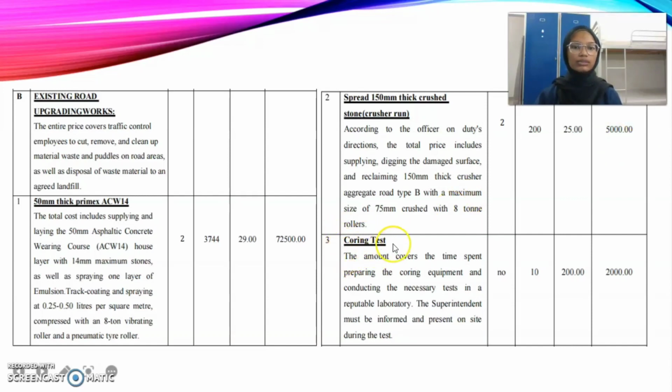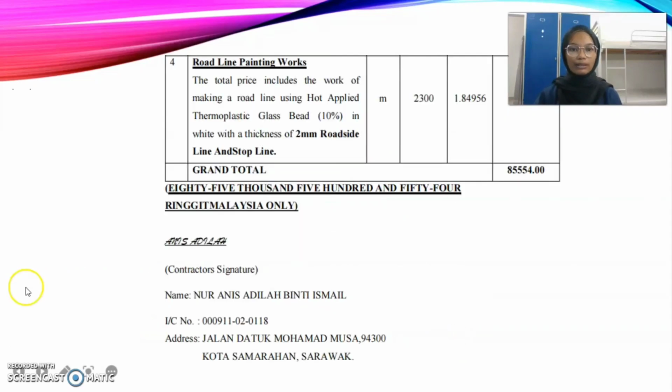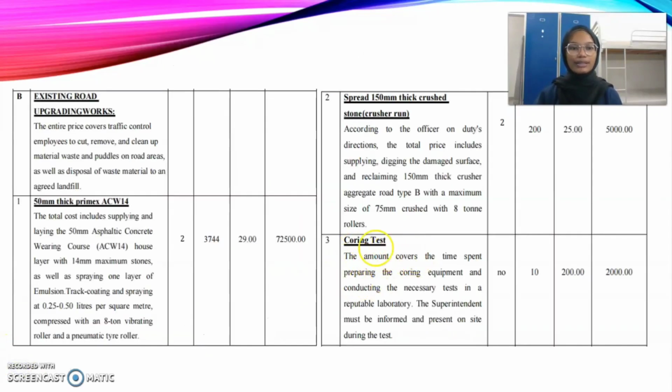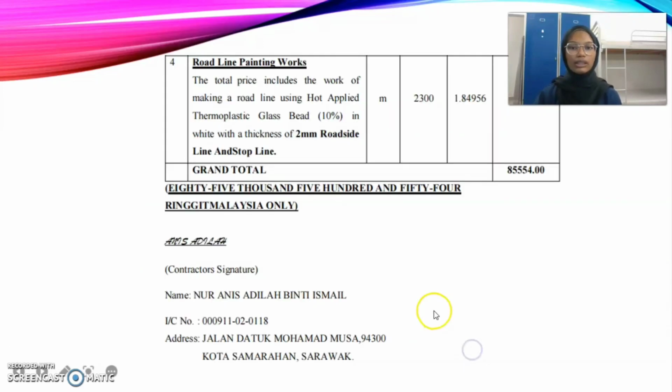Okay, the third is coring test. The amount covers the time spent preparing the coring equipment and conducting the necessary tests in a reputable laboratory. The superintendent must be informed and present on site during the test. Okay, there is no unit and the quantity is 10. The price for 1 is 200 and we just need to multiply with 10, so we will get 2,000 ringgit.